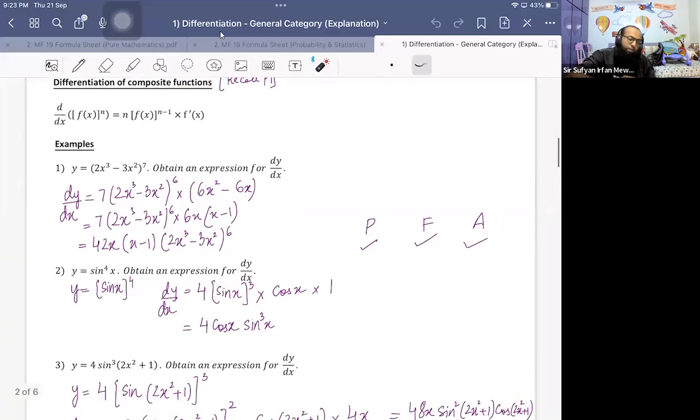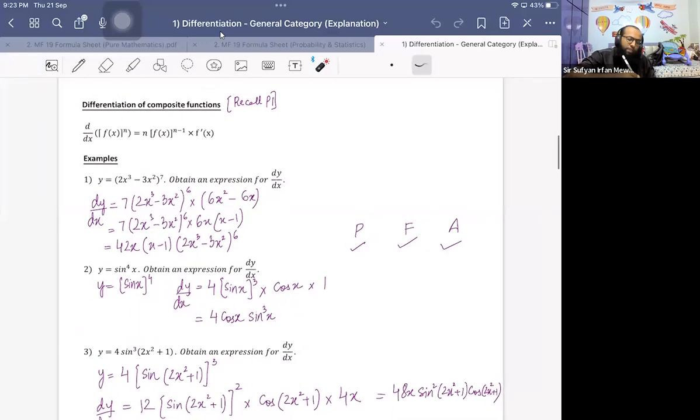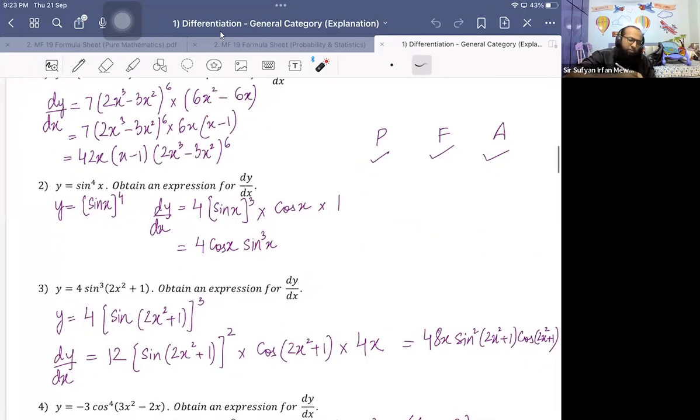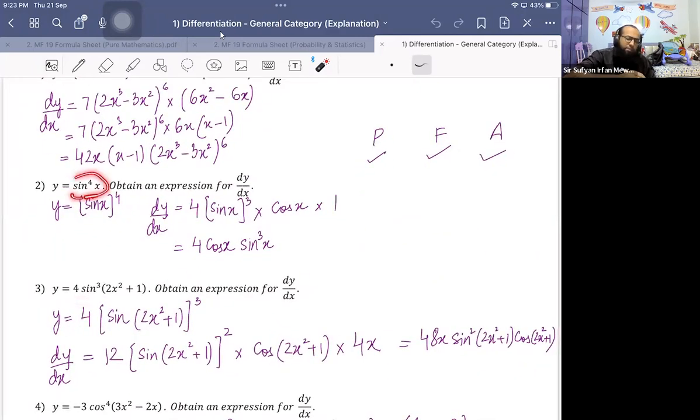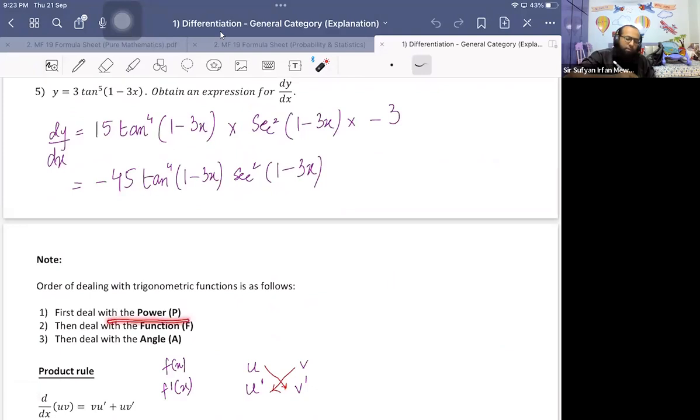Then if you look at more examples, 4 sine cube of (2x squared plus 1). And we have to obtain the expression for dy by dx. Now we can again rewrite this. This was a very simple example, this one is a bit more complex as compared to the second one. So this is 4 sine cube (2x squared plus 1). We can rewrite it, although rewriting it is not essential for us. A stands for angle, P for power, I've written it over here as well. First deal with the power, then deal with the function, then deal with the angle. So it's in the note, it is written, right?